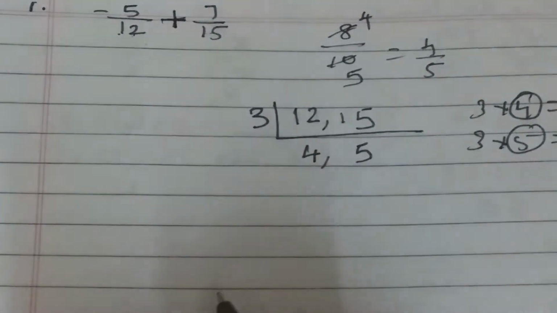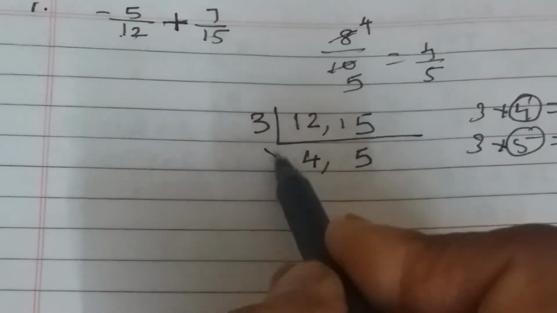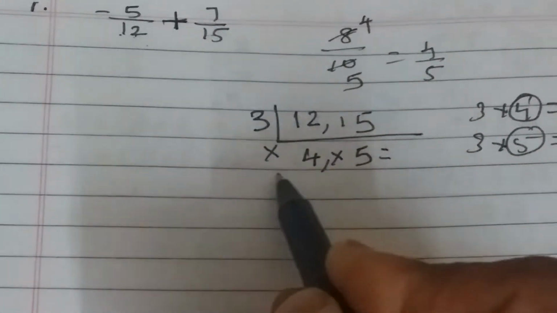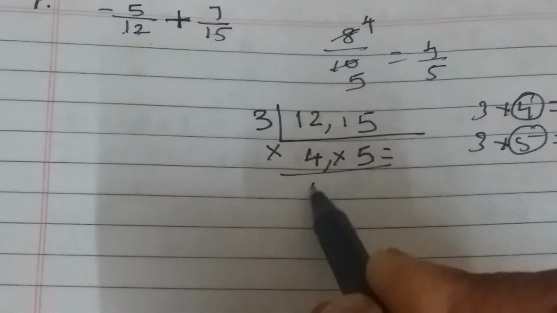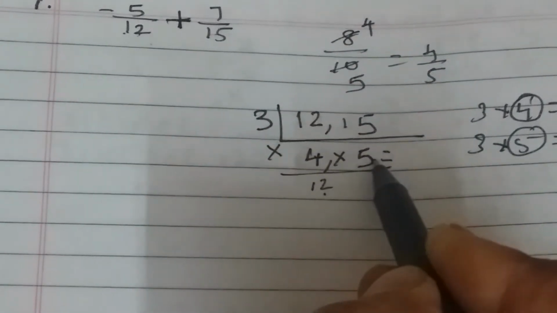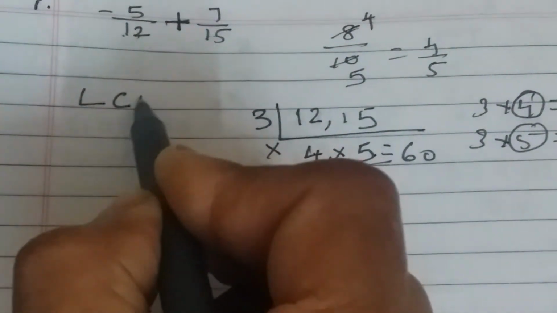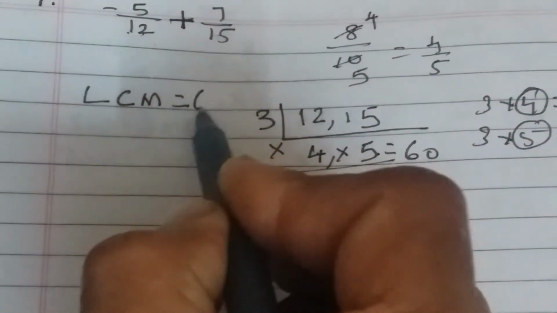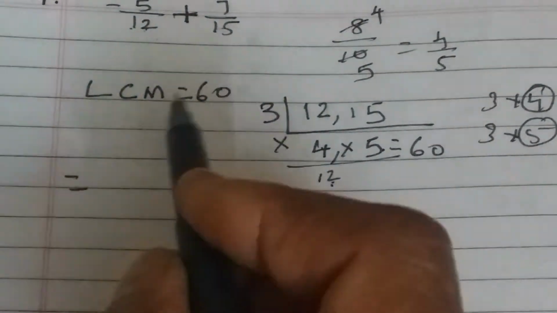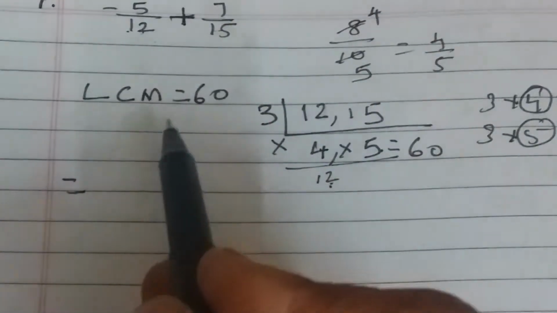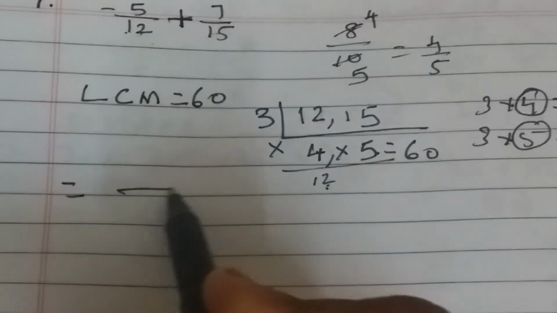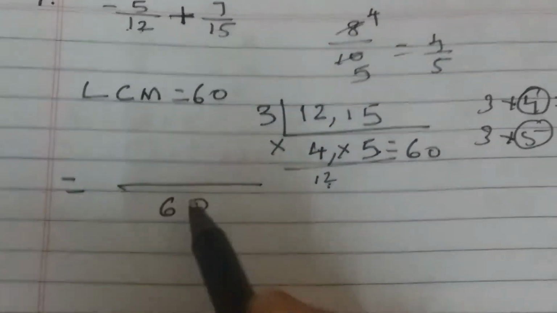Now 4 and 5, they don't have a common factor. So let us multiply everything to find the LCM. 3 fours are 12. This 12 into the third number, 12 fives are 60. So our least common multiple is 60. Now what we have to do? We have to make these two, 12 and 15, as 60. So put the common denominator 60.